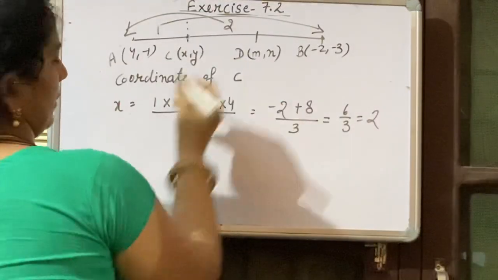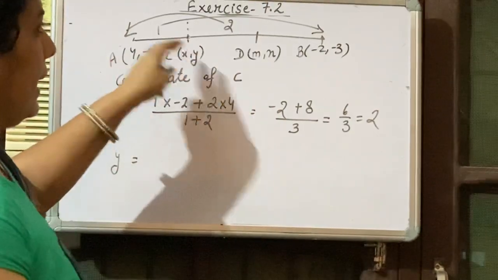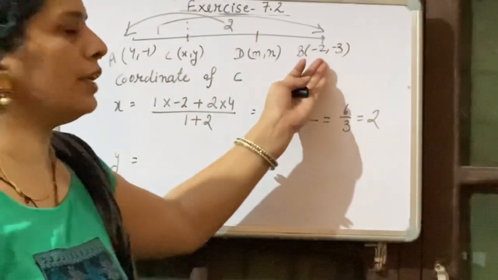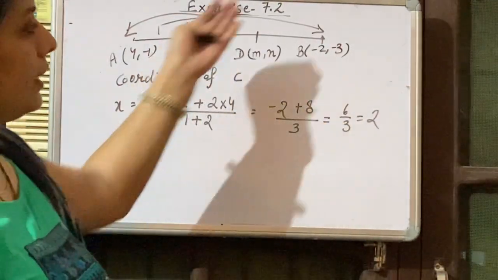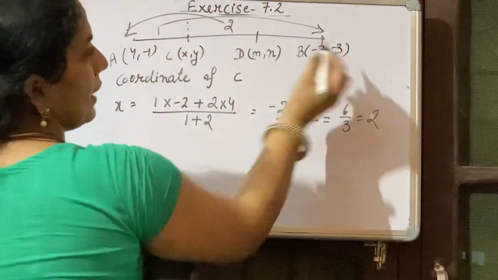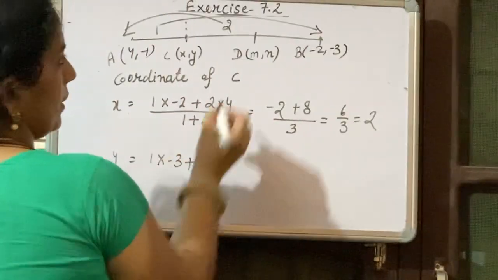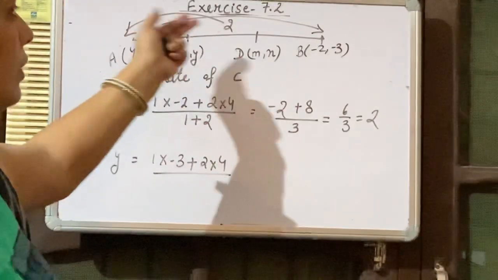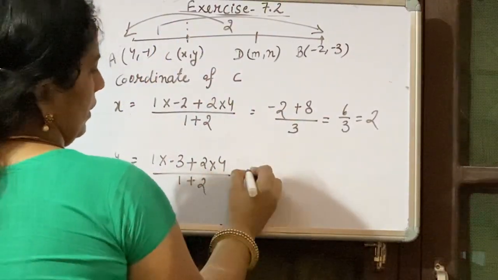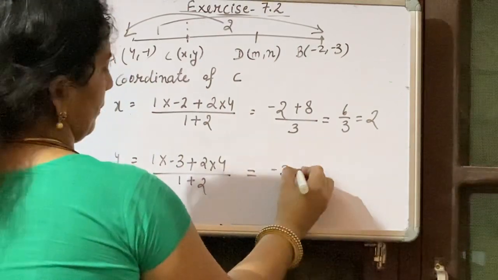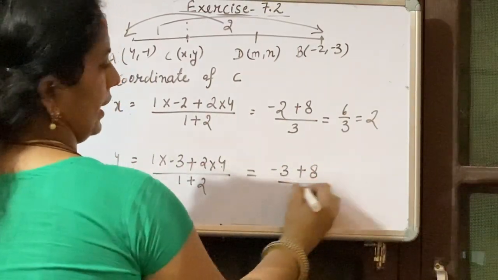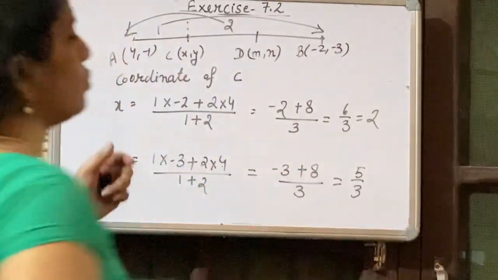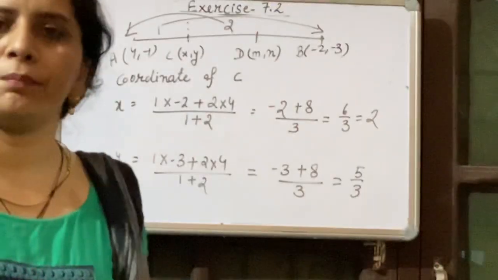Second part, y. For y, again multiply 1 by the y coordinate. If we have to find out the coordinate of x, then we will multiply with the x coordinates, and if we have to find out y, then we will do it with the y ones. 1 multiply by minus 3 plus 2 multiply by 4, divided by the sum of the ratio 1 plus 2, which is equal to minus 3 plus 8, divided by 3, 5 by 3. So the coordinate of C will be 2 and 5 by 3.